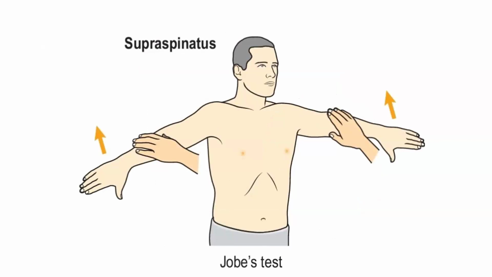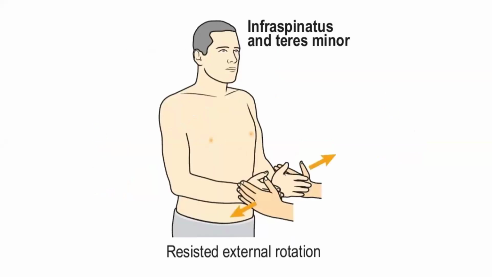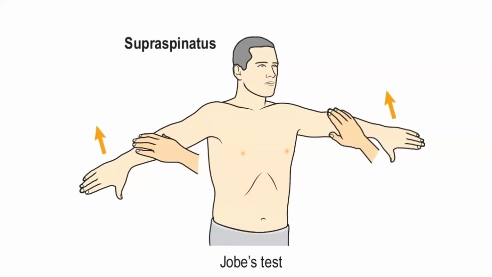That is by internal rotation, and then the examiner tries to push down the elbow and asks the patient to resist the examiner's force. We have to check for any anterior superior shoulder pain. This is Job's test. The next test is for supraspinatus, whose main function is abduction.